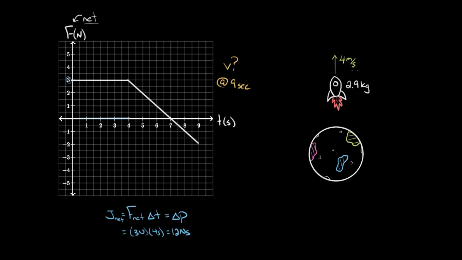We know the mass of the object. We want to know something about velocity, so we know momentum is m times v. This net impulse is going to help us get there. But this 12 newton seconds was only for the first 4 seconds. How do we figure it out for the next 3 seconds?